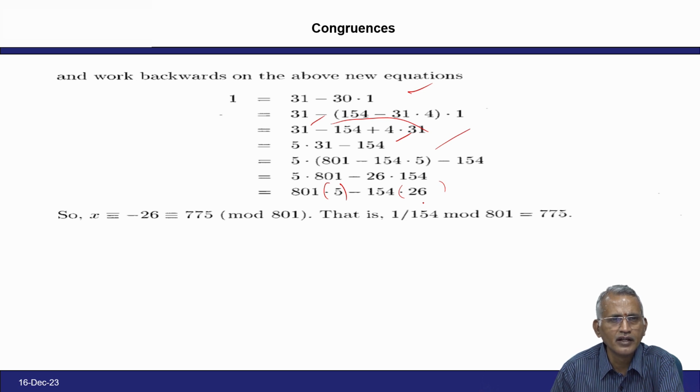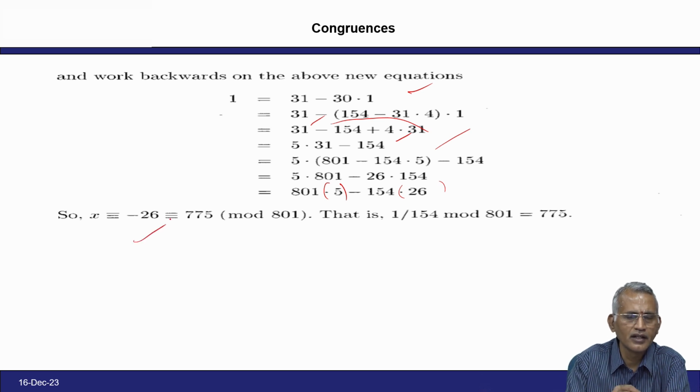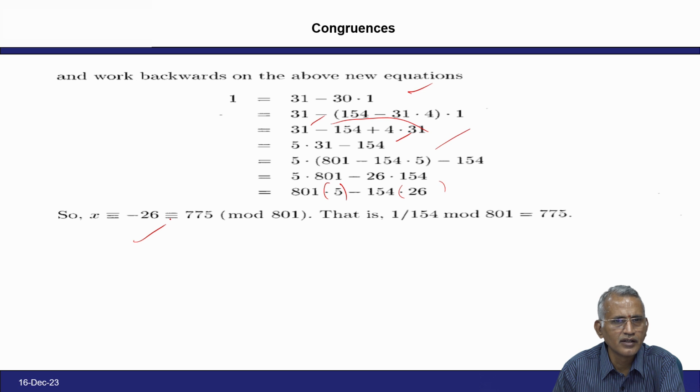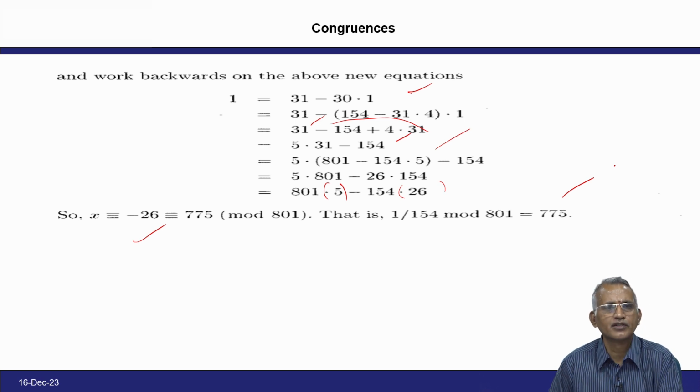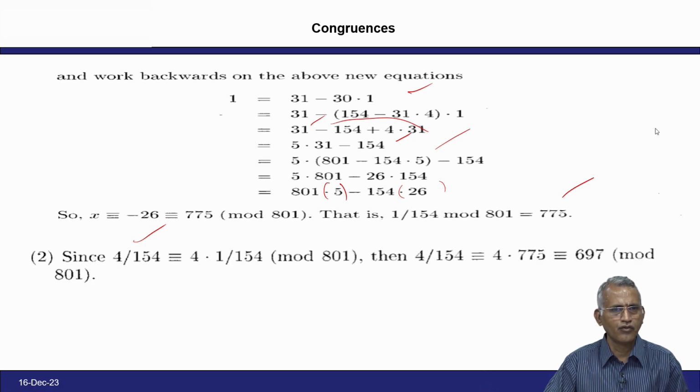From this we can infer that x is congruent to minus 6, which is congruent to 775 under modulo 801. Therefore, 1 by 154 under modulo 801 is 775. This way we can find that one number is the inverse of the other. Similarly, we can go with 4 divided by 154 in the same manner. We have 4 into 1 by 154 under modulo 801, then 4 by 154 is congruent to 4 into 775, which is congruent to 697 under modulo 801.